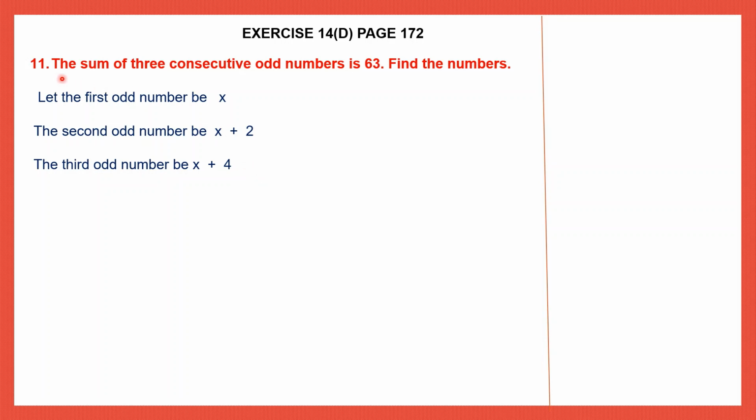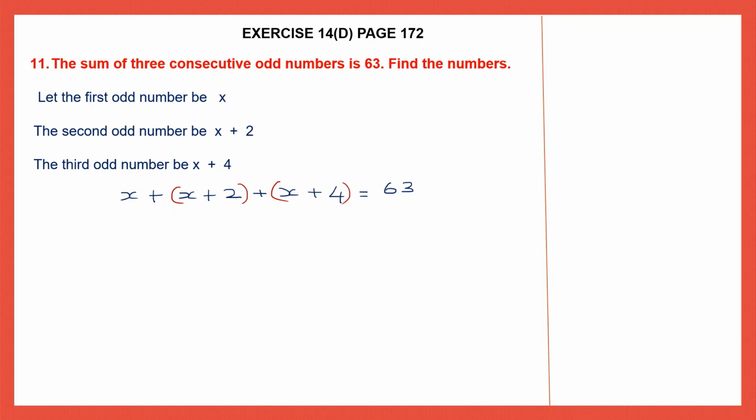And what does this question say? The sum of three consecutive odd numbers is 63. So now let's add up all three numbers that we have here and we'll find out the value of x. So that will be x, the first odd number, plus x plus 2, the second odd number, plus x plus 4, the third odd number. The sum of all this is equal to 63.